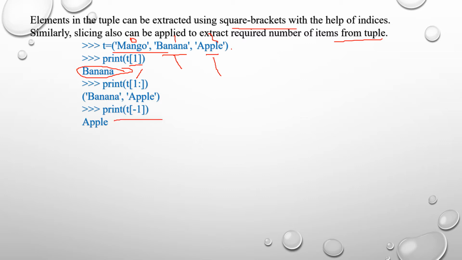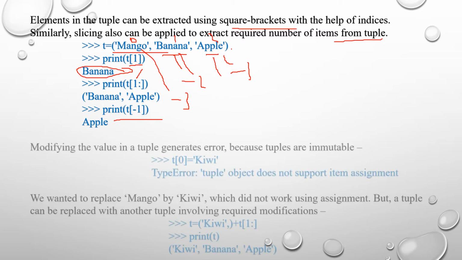If you print t of -1, the interpreter will print the last indexing value. So the negative indexing value of apple is -1, banana is -2, and mango is -3. So it supports positive indexing values as well as negative indexing values.